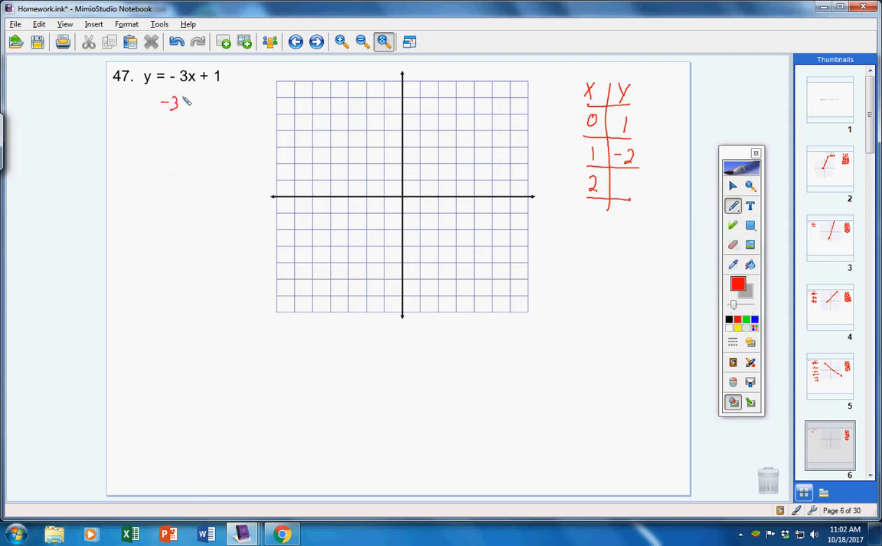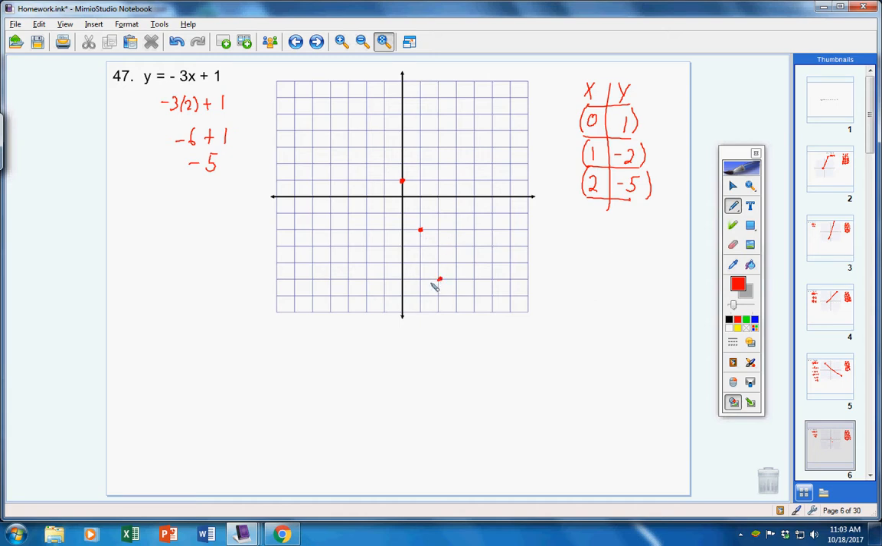Next, I'm going to substitute 2 in for x. Negative 3 times 2, negative 6. Negative 6, positive 1, negative 5. There we go. Now, first ordered pair, 0, 1. Next ordered pair, 1, negative 2. Next ordered pair, 2, negative 5.